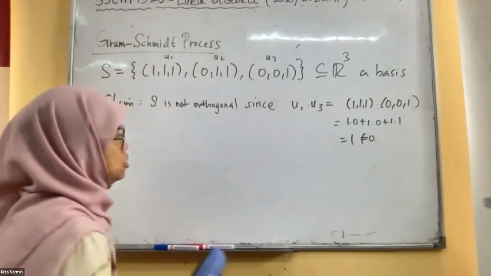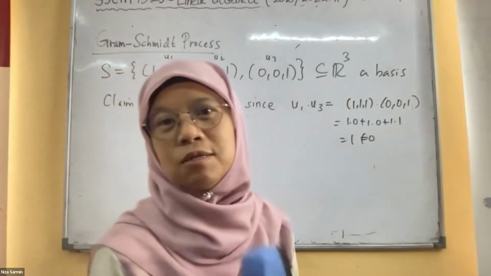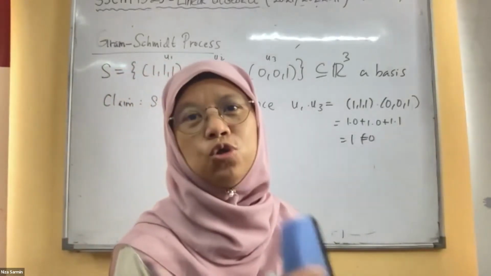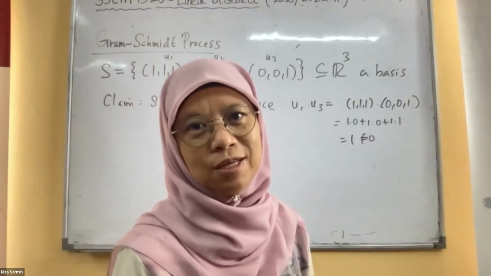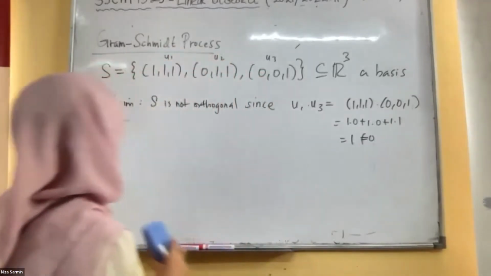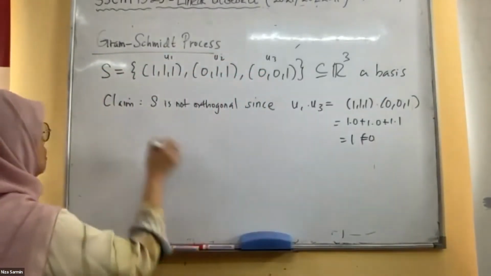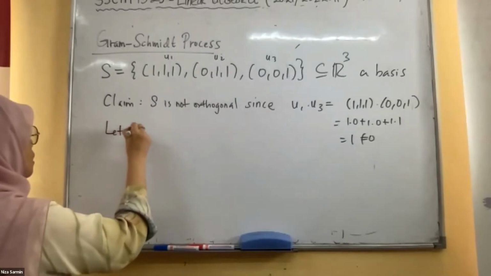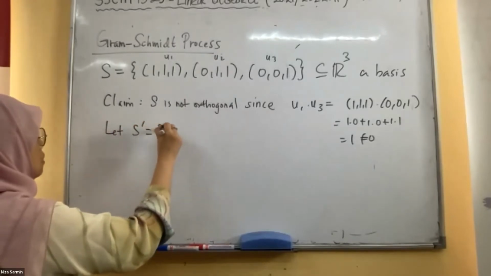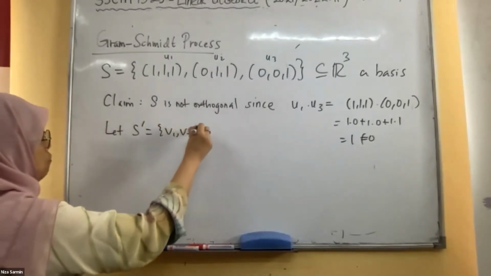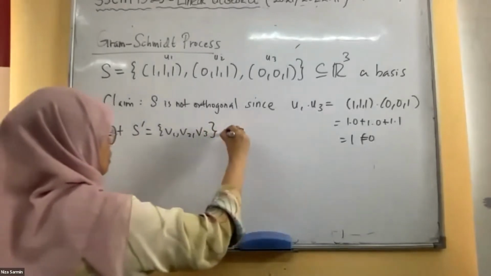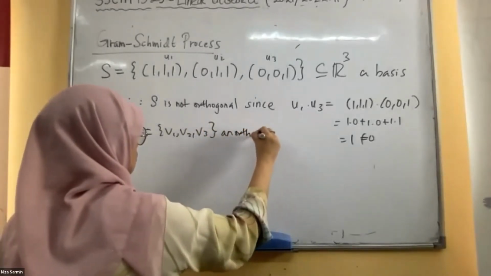Alright. The question is, transform S into an orthonormal basis. That's the question. Now, let S prime be V1, V2, V3, an orthogonal basis.